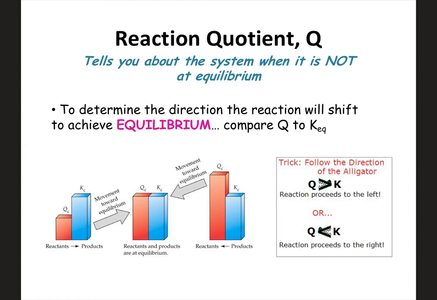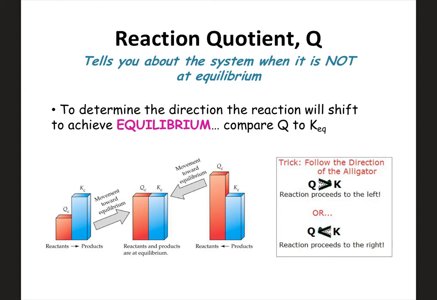I like to use this little trick to help me remember which way the reaction is going to go. Use the little alligator trick here. So essentially, we know we have to compare Q to K. We think of the greater than or less than sign as being like an alligator. So if Q is greater than K, the alligator mouth is going to go to the left. You can see it's kind of going to eat the Q there.